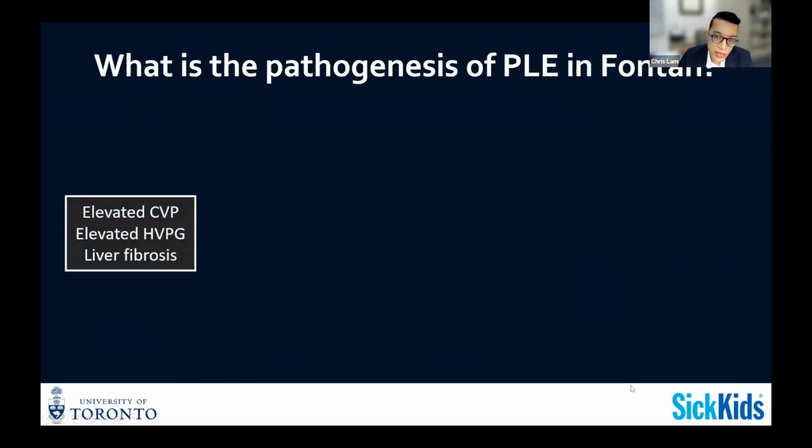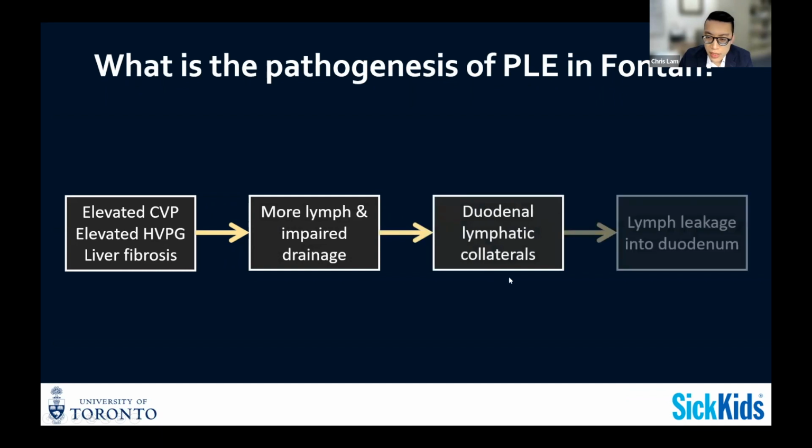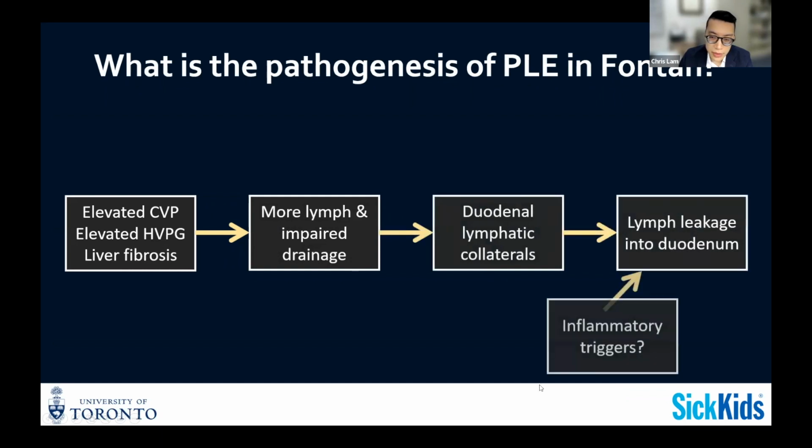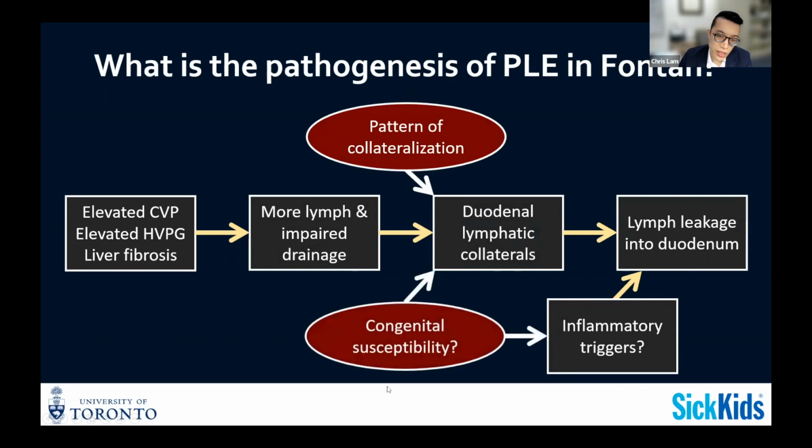So the pathogenesis is very similar to what I showed you before. You have elevated central venous pressure plus elevated hepatic venous pressure gradient, sometimes liver fibrosis, more lymph and impaired drainage, duodenal lymphatic collaterals, and then lymph leakage into the duodenum. Again, there may be inflammatory triggers, and the pattern of collateralization plays a role.